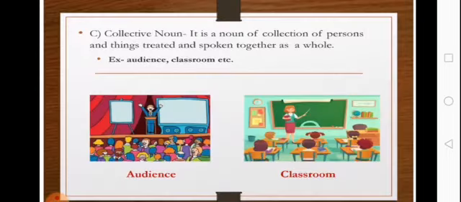Collective noun is a noun of collection of persons and things treated and spoken together as a whole. Clear? When we find a group of things at a time, how will we say it? For example, a person is delivering some speech and the rest of the people who are listening to him are the audience. A teacher is there in the class and there is a group of students sitting in the room. So, class. Clear?